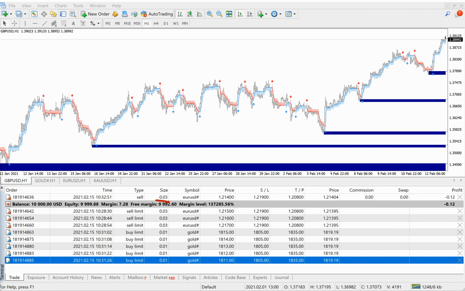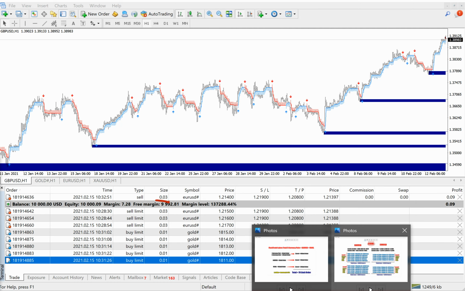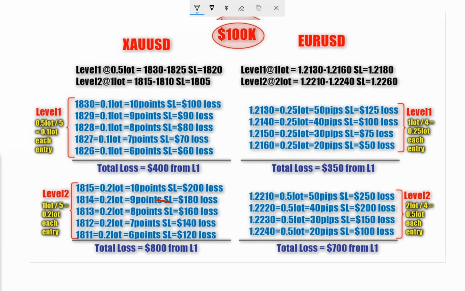Here is how the lot size is adjusted, let me explain. For gold, in the account of 100k, each entry in gold is traded with 0.1 lot size. For the account of $10,000, each entry is going to be traded with 0.01 lot size.